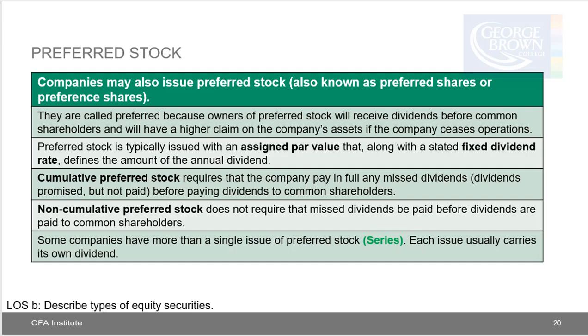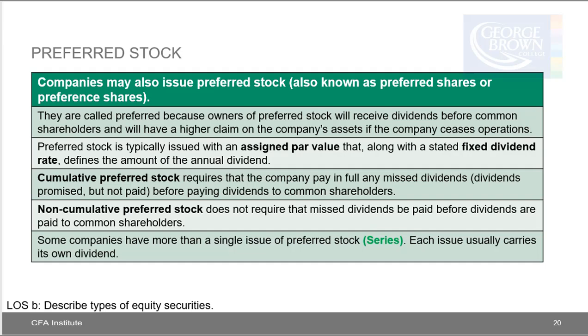So preferred stock is typically issued with an assigned par value. In the U.S. and Canada, that would be, say, $100, along with a stated fixed dividend rate. It's a fixed dividend rate. So if it's a 5% dividend on a $100 par value, you'd have a $5 dividend, and that defines the amount of the annual dividend. So again, assigned par value, like $100, and a stated fixed dividend rate.